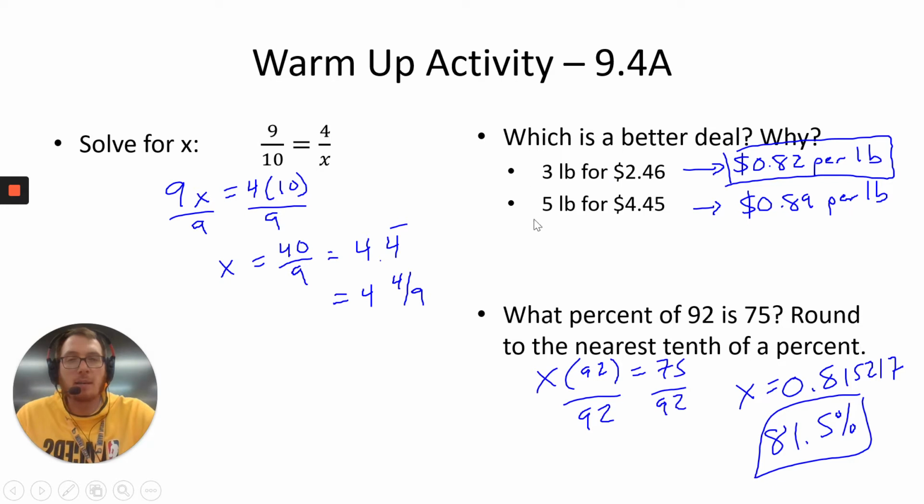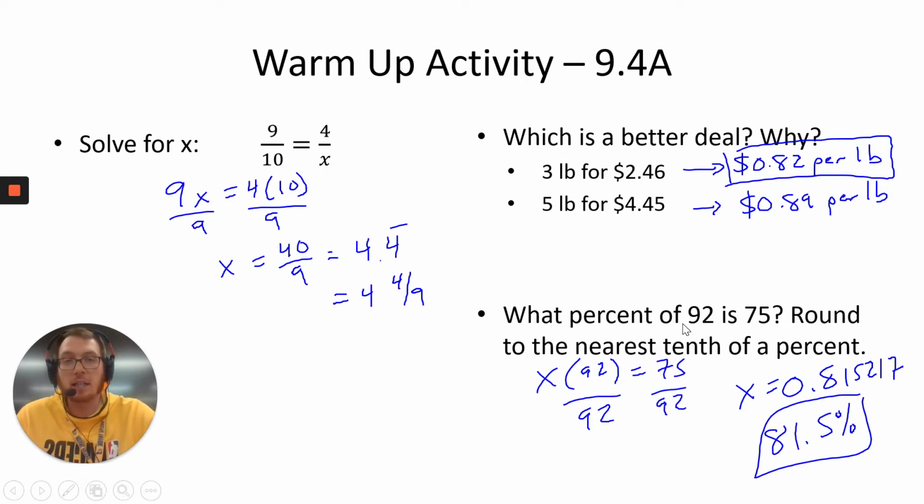This one in the top right, which is a better deal? Basically, you want to find the unit rate, so take the price divided by 3 pounds, that'd be 82 cents per pound for the first one. 4.45 divided by 5 pounds, that'd be 89 cents per pound for the second one. So the better deal is the top one because it's a cheaper unit rate or cost per pound.